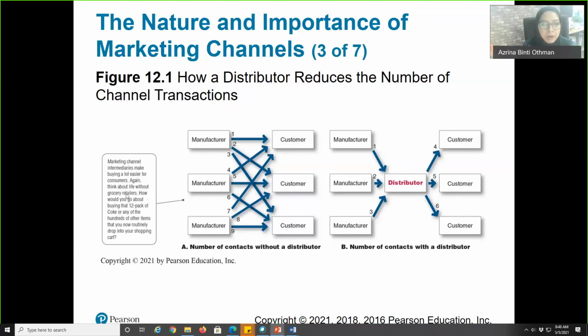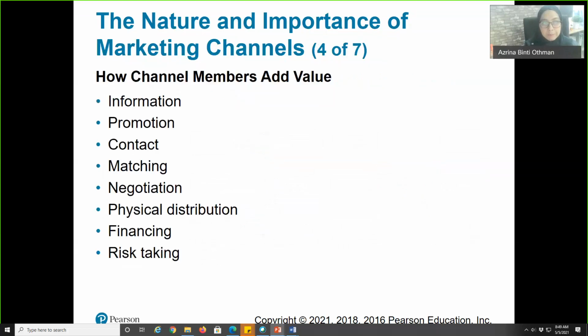So again, think about life with the grocery retailers. How would you go about buying that 12 pack of Coke or any of the hundreds of other items that you now routinely drop into your shopping cart? If you want to buy a Coke and there are no retailers, what happens? It's very difficult to find the Coke, right? You need to go to the factory and buy the Coke. Is that what you want? No, definitely not. It's better that you go to the shopping mall and just grab the Coke for your own consumption. That is the best thing about marketing channels or distribution channels.